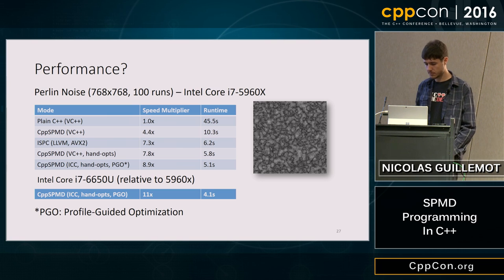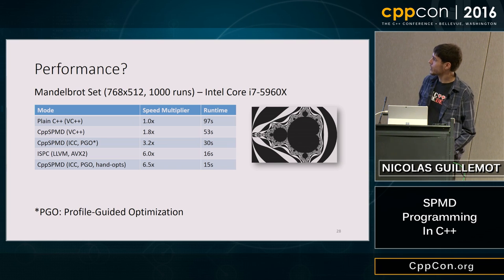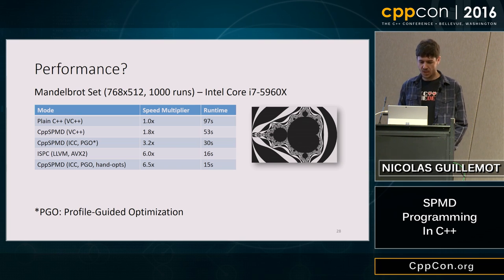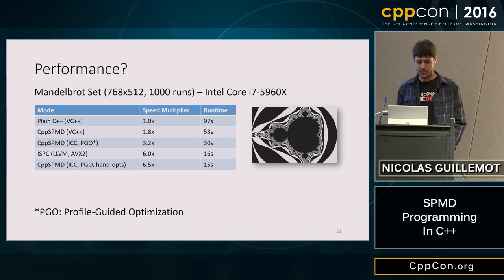So hey, it's promising. I've got some other examples. For example, here's the Mandelbrot set. Again, you can't write a talk about compilers and SIMD without having a Mandelbrot set, apparently. At first, with just regular C++ code doing 1,000 runs, it took almost 100 seconds. This is almost painfully long to wait for. I ported straight to CppSPMD and went down to 53 seconds. Not bad, but still pretty slow compared to everything else.